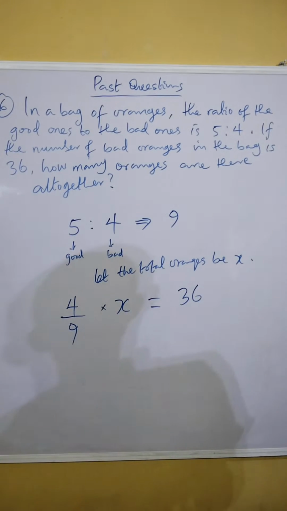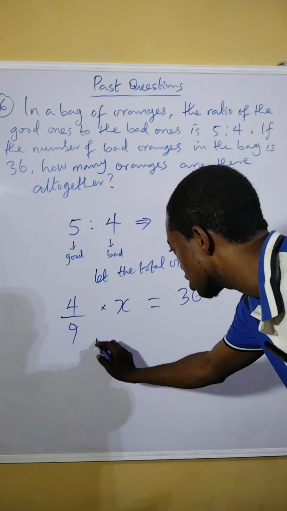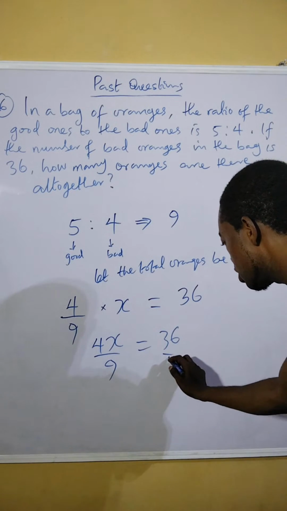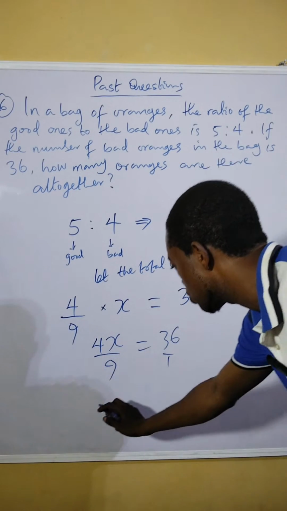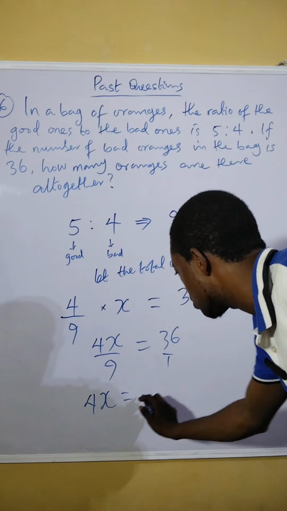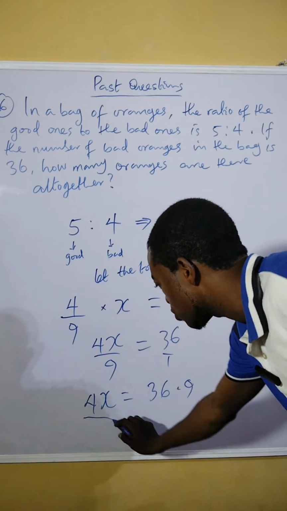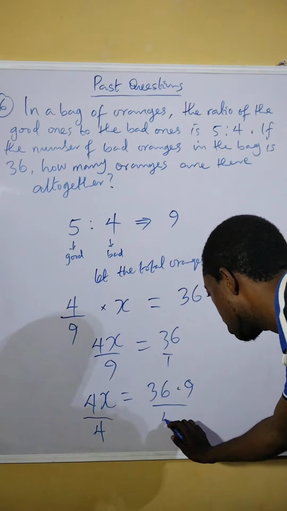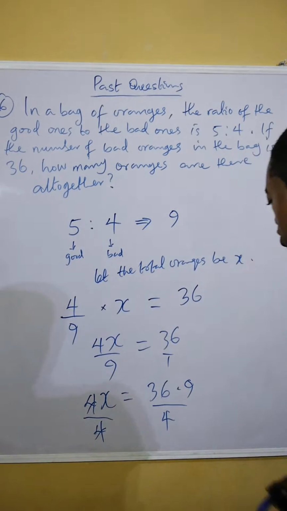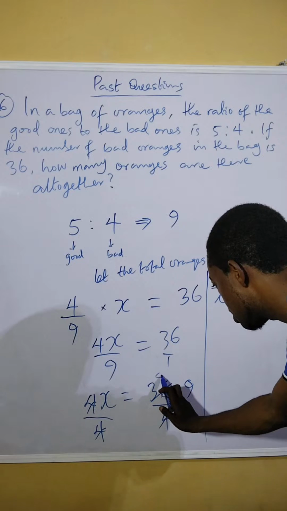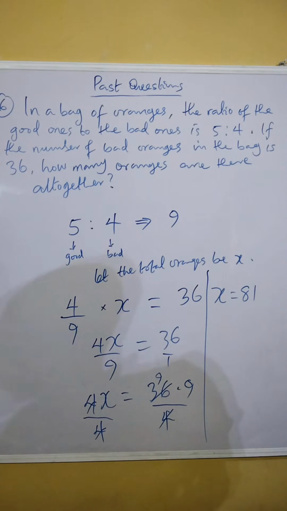Now let's solve this to get the value of x. Here we can say 4 times x, that's 4x over 9 equals 36. Now we can cross multiply, and we have 4x times 1, that's 4x, equals 36 times 9. Then divide both sides by 4 to get the value of x. The 4s cancel each other and we have x left. So x is now equal to, 4 goes in 36, that's 9, then times 9, that's 81. So hence we can say the total number of oranges here is 81 oranges.